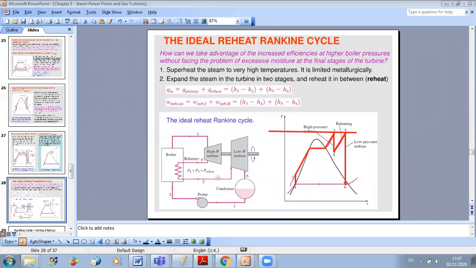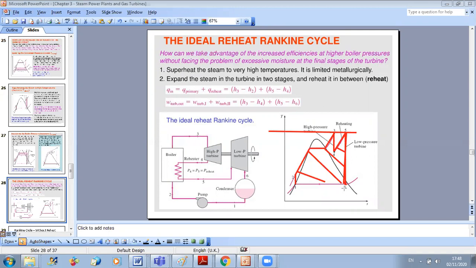And now once I reach the temperature needed, which is, let's say, the maximum temperature, I can now enter the low pressure turbine, where I have the second stage of expansion from 5 to 6. So as you can see, by this method, I increased the net work, and at the same time, at the exit of my turbine, I have a quality of nearly 100%. Okay, so this is a very good strategy that increases the efficiency of my system without having corrosion of my equipment.